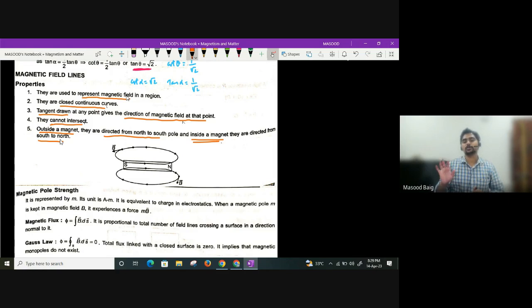They are going to represent magnetic field in a region, right? They will always be closed continuous curves, guys. And if you want to find direction of magnetic field at any point, at that point you are simply going to draw a tangent. They cannot intersect, because at the point of intersection you will have two directions of magnetic field, which is not possible. Clear, everyone?